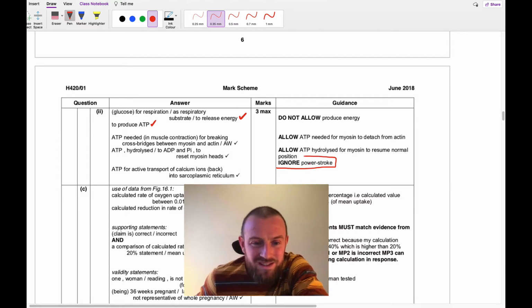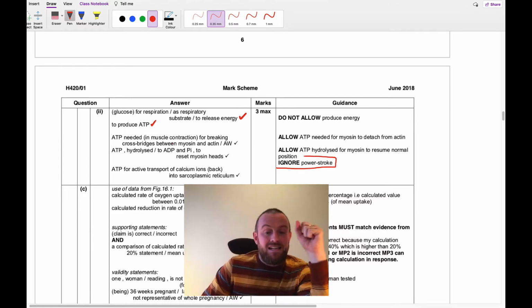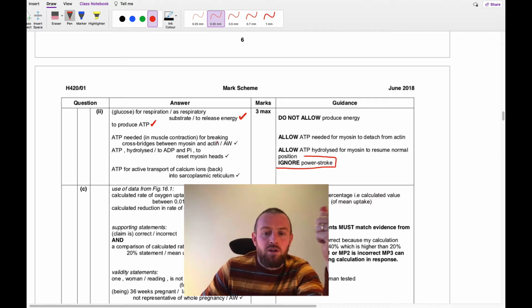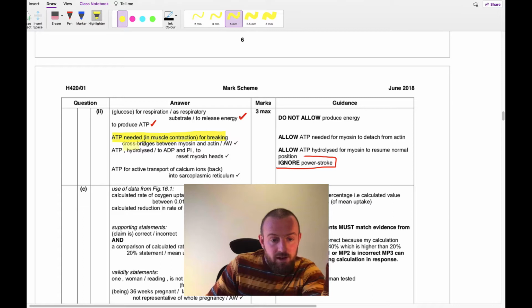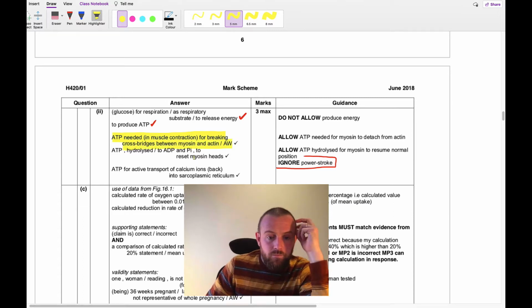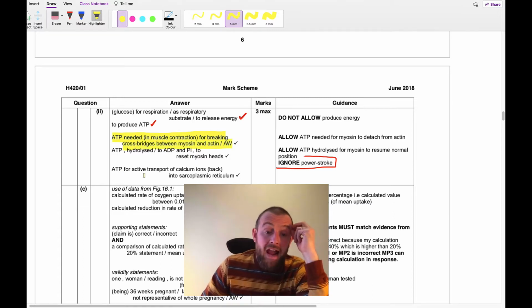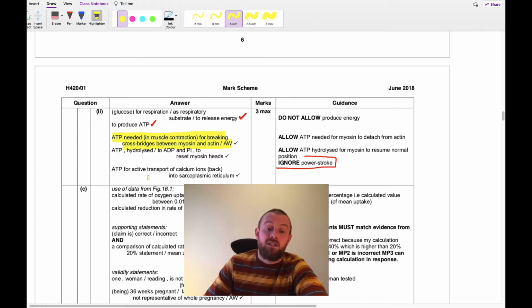I need to be more specific. You need to say that ATP is needed to break the cross bridges between myosin and actin. It's not sufficient just to say that ATP is needed for the cross bridge cycle. You actually have to say in what specific part. So ATP is needed for the myosin heads to break the cross bridges with the actin filament. Note to self, be more specific. Or you could have said for the active transport of calcium ions back into the sarcoplasmic reticulum.